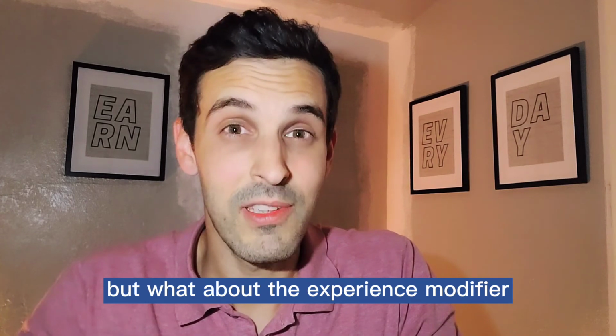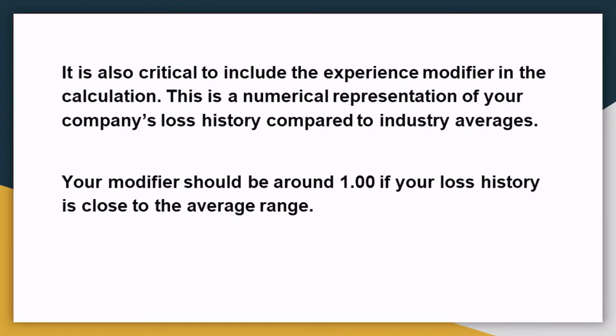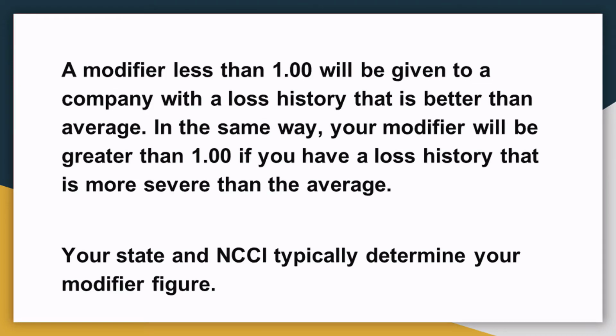But what about the experience modifier? It is also critical to include the experience modifier in the calculation. This is a numerical representation of your company's loss history compared to industry averages. Your modifier should be around 1.0 if your loss history is close to the average range. A modifier less than 1.0 will be given to a company with a loss history that is better than average. In the same way, your modifier will be greater than 1.0 if you have a loss history that is more severe than the average. Your state and NCCI typically determine your modifier figure.